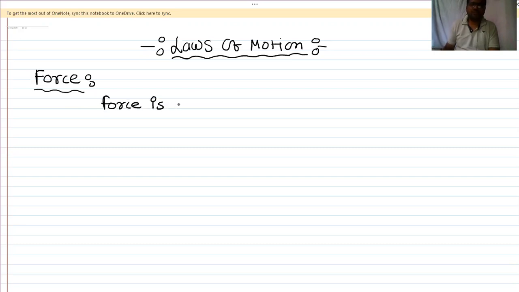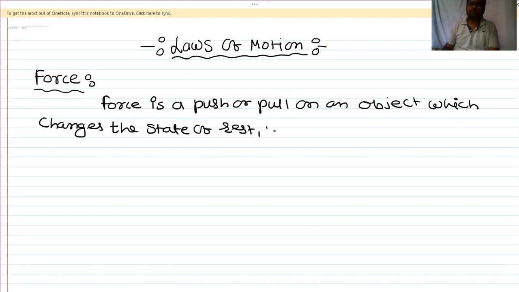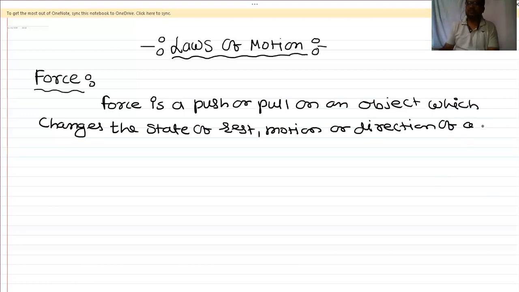Force is a push or pull on an object which changes the state of rest, motion, or direction of an object. Okay, so force is a push or pull on an object which changes the state of rest, motion, or direction of an object.